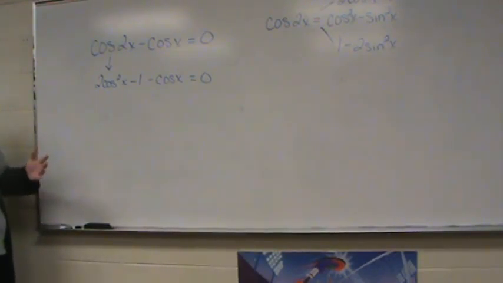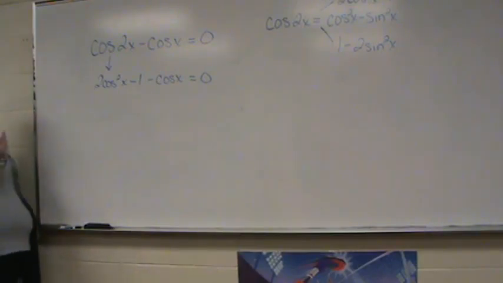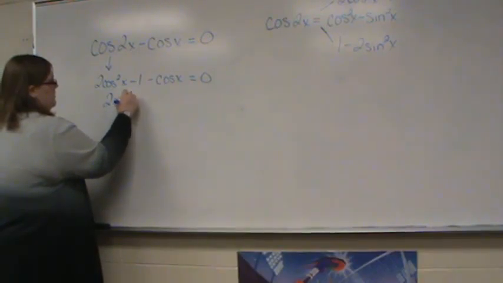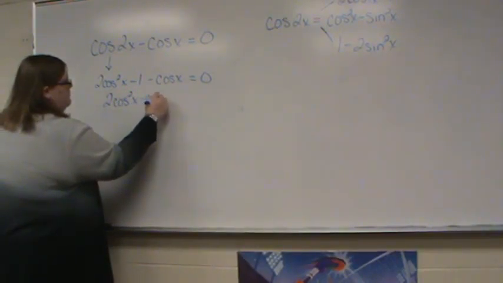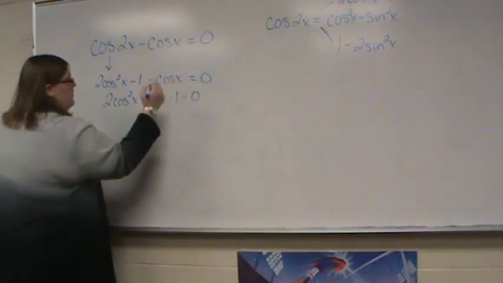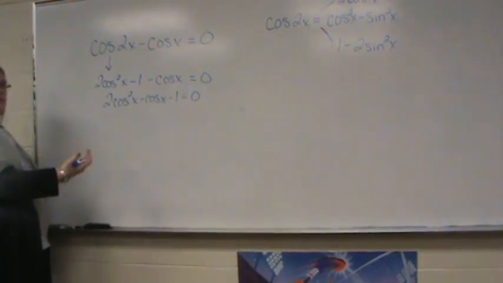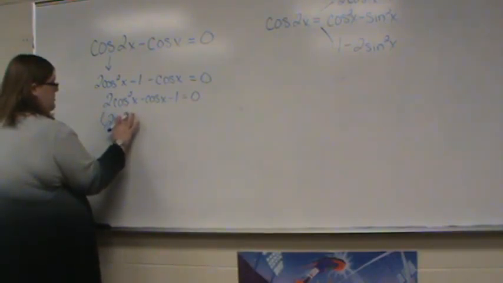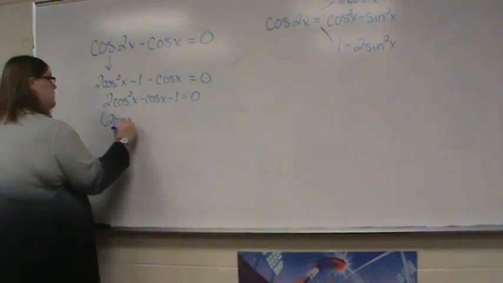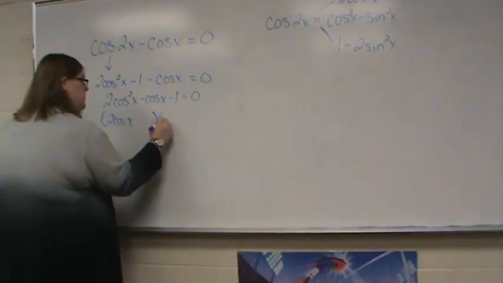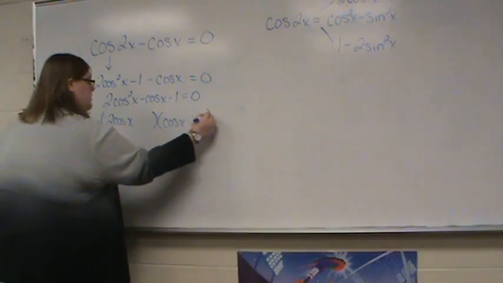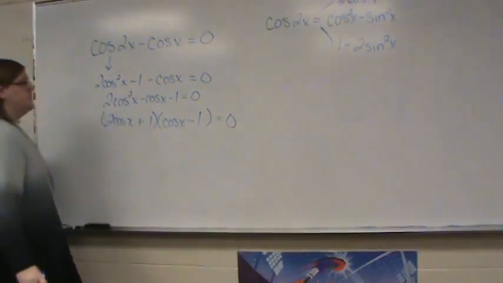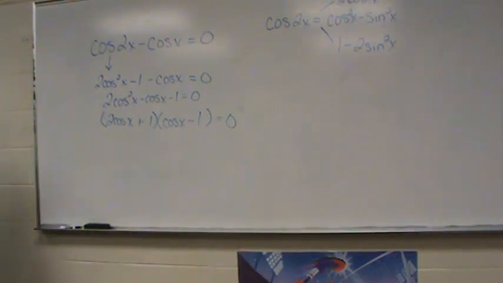So once I'm given this, what can I do? Go ahead, Jasmine. You can rearrange it so it's 2 cosine squared x minus cosine x minus 1, and then you can factor it to 2 cosine x plus 1 times cosine x minus 1. So once I rearrange this, you realize that it's factorable. That's how it factors.